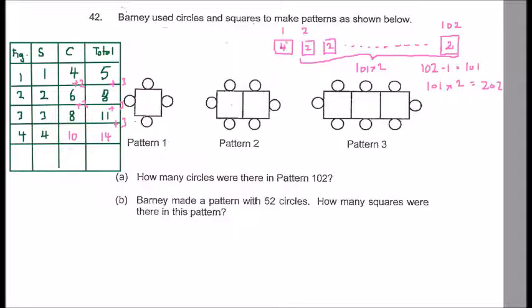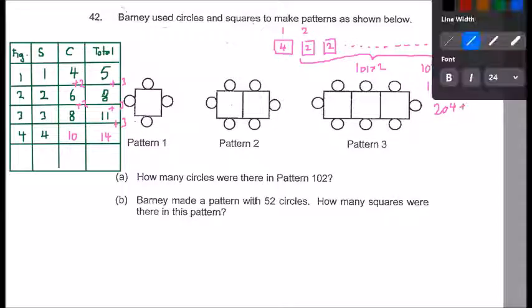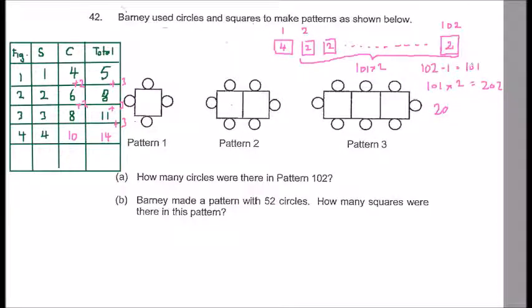And of course, guys, please don't forget the 4 here. We have to add it in. So 202 plus the last 4, we have 206 for pattern 102. Okay, this is the answer for A. Let me write it down.